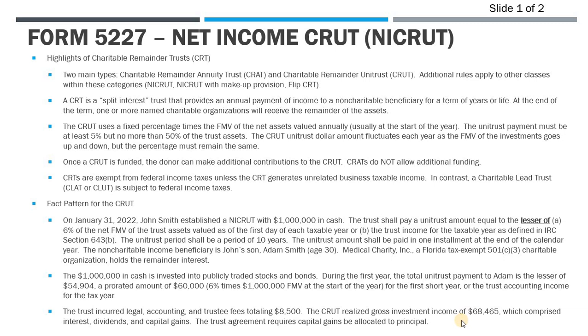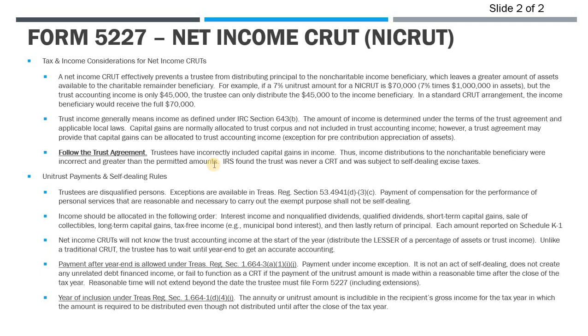The trustee is not permitted to reallocate those to income. All right, so here are some of the main tax and trust accounting income considerations that we need to be mindful of for these net income CRUTs. The first one, as I highlighted on the previous slide, is that the net income CRUT prevents, for the most part, the trustee from dipping into principal to pay that non-charitable income beneficiary. And that's because we have this cap. It's the lesser of the trust accounting income or that percentage Unitrust amount.